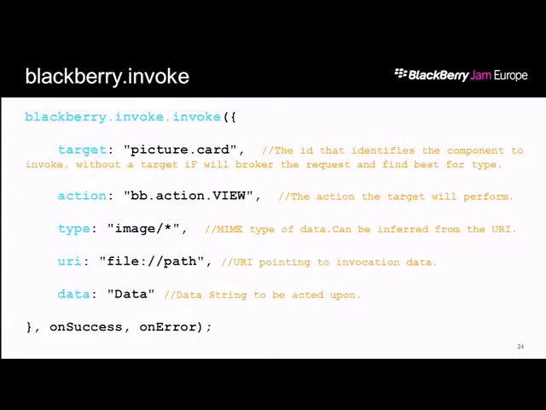This is an example of a raw BlackBerry invocation call. You set up a target, whether it's going to be a picture card or a picture app. You can specify it if you know the specific target you want to use. Often this will be a system service that we've documented that the system provides to you. You know about it, and you want to hit that specific target for your invocation. Here I say picture.card because I'm going to show you a demo of a picture viewer later.